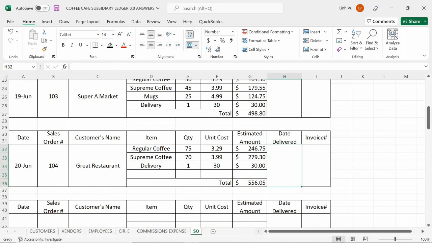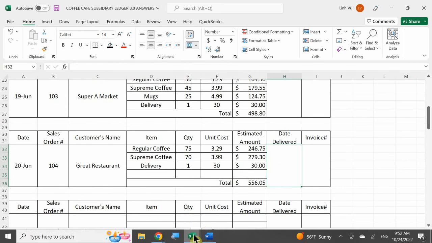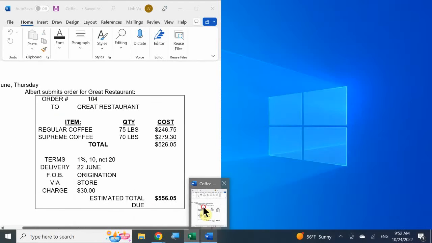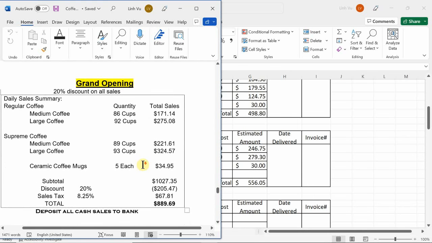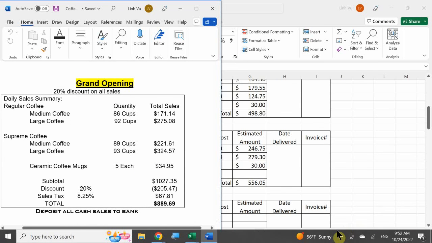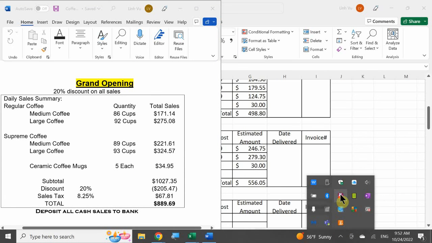All right. So we're going to stop here because the next section is going to take a while, right? We need to do our grand opening sales. So we're going to stop here for a break. Okay.